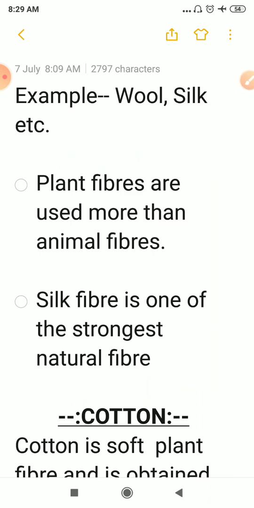This is all in this part of the video. In the next part of the video, we will discuss cotton and jute in detail.